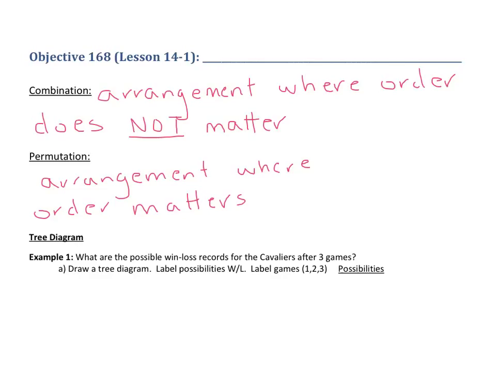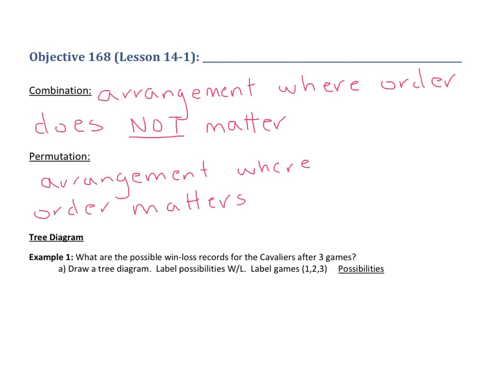Alright, so the first two things we're going to talk about are combinations and permutations. I want you to copy down these two definitions, pause the video, copy down the definitions, and then press play when you're ready so that I can talk you through the difference between a permutation and a combination. So a combination is an arrangement where order does not matter, and a permutation is an arrangement where order matters.